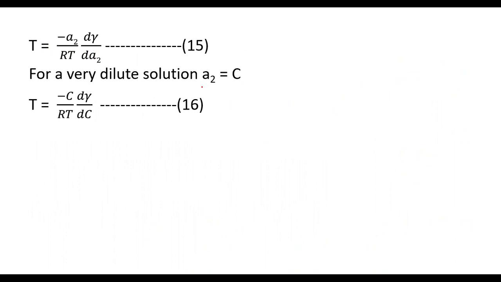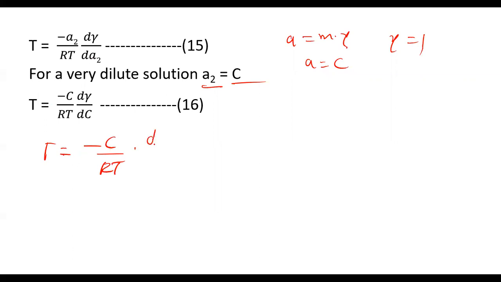For a very dilute solution, activity becomes equal to concentration. Activity is equal to molality into gamma, and for a dilute solution gamma is equal to 1, so activity equals concentration. Now we can simplify the equation, writing C: tau equals minus C upon RT into d gamma upon dC. This is the Gibbs adsorption isotherm.